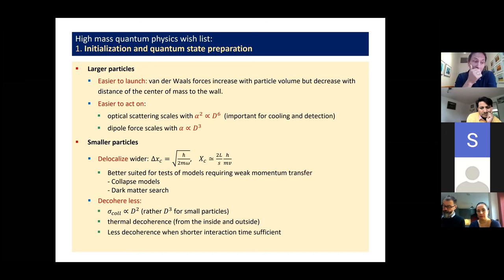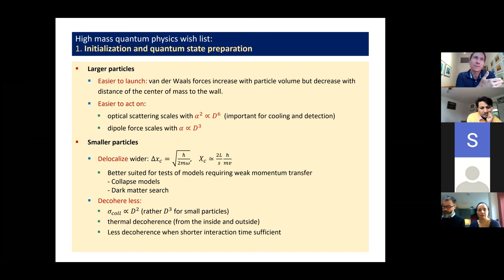As described in the Bose and Marletto papers, for this gravitational entanglement, you need very large separations, 100 micrometers, and high mass. So that's a combination of the most demanding aspects.